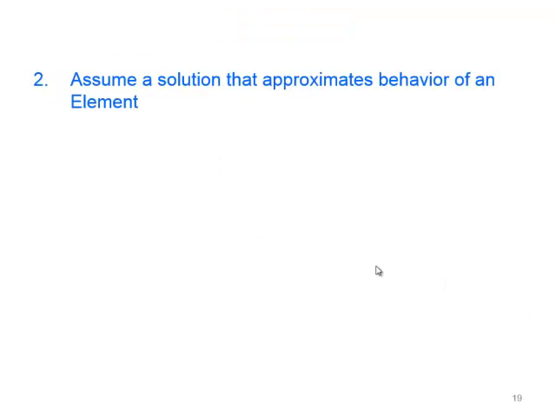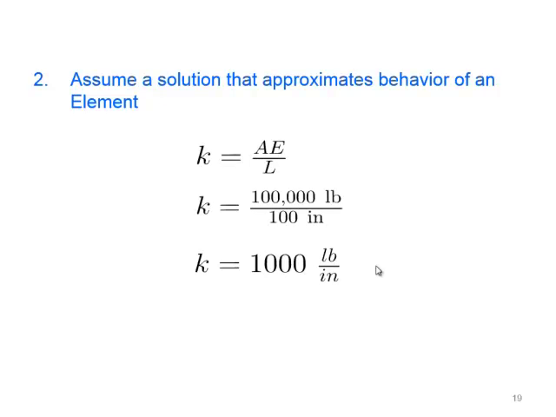All right, number 2, we want to assume a solution that approximates the behavior of an element. We kind of set this up already. We're saying our K value, our stiffness, is going to be AE over L. AE we know is 100,000 pounds, over 100 inches, the length. So the K value for each element is going to be 1,000 pounds per inch. Now this could change if you had different lengths, or different stiffnesses or different areas. But in our case, they're all the same. But it could change.